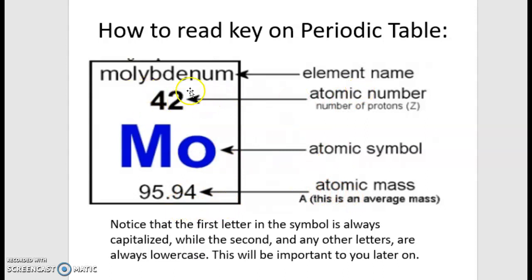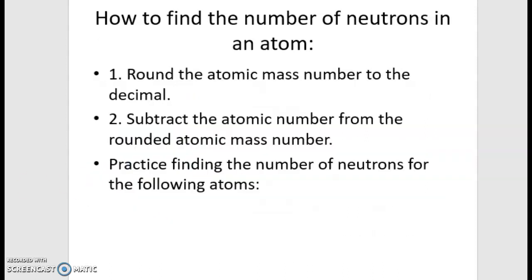So according to APE, the atomic number is equal to the number of protons and electrons. So that means it has 42 protons and 42 electrons. And again, the first letter is capitalized, the second letter is not capitalized.